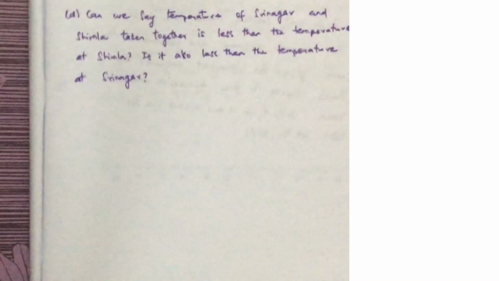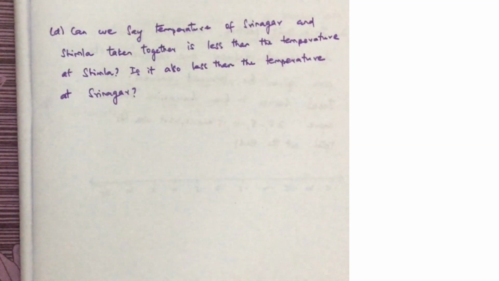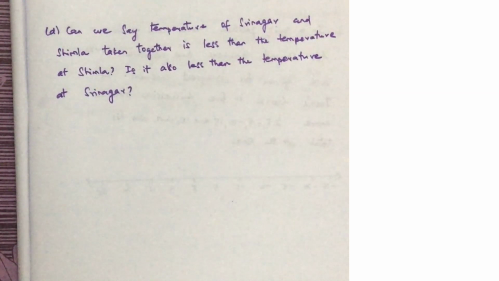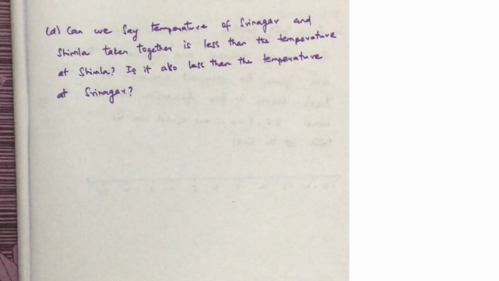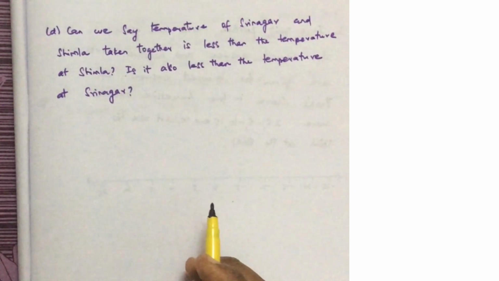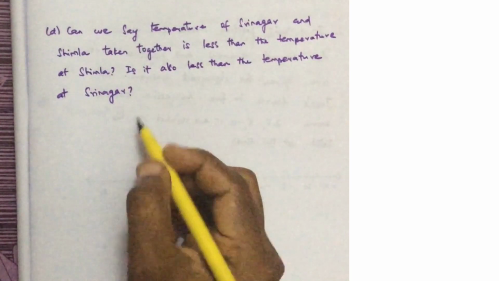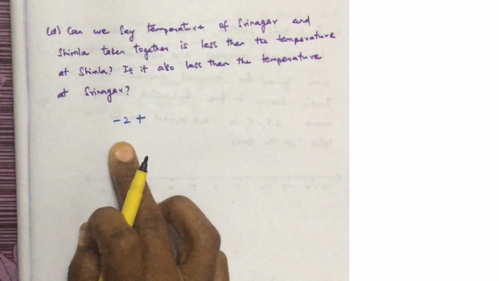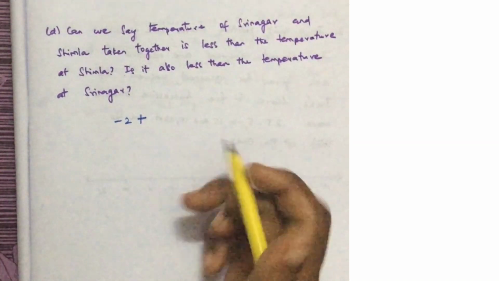And the last problem in this question is, can we say the temperature of Srinagar and Shimla taken together is less than the temperature at Shimla? Is it also less than the temperature of Srinagar? Let me solve one by one. First you take the temperature of Srinagar and Shimla together. If it is together, you have to add both the temperatures. So the temperature of Srinagar is minus 2 degrees. So minus 2 plus, what is the temperature of Shimla? The temperature of Shimla is 5.